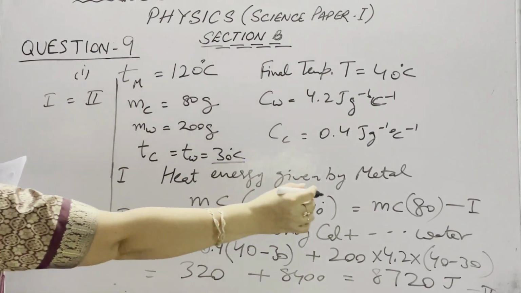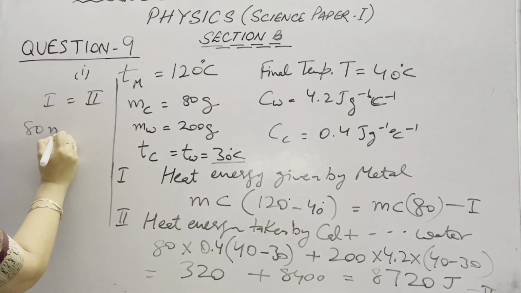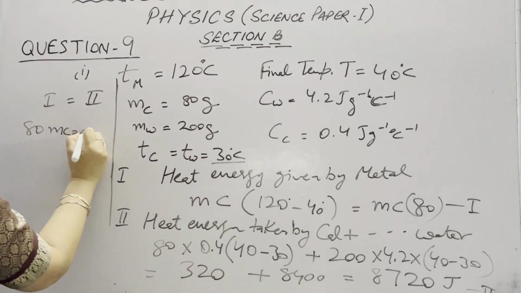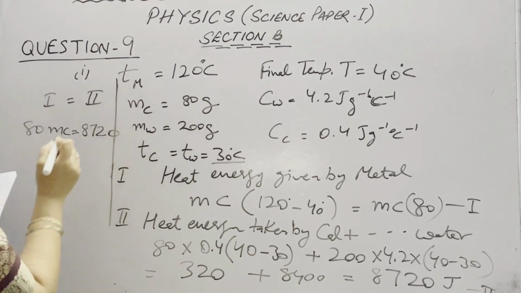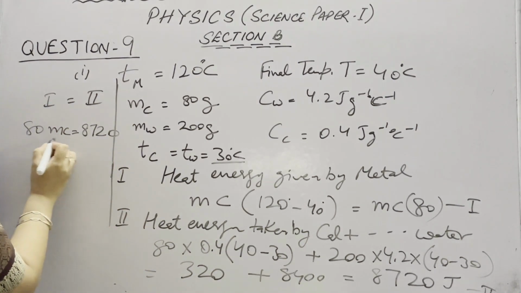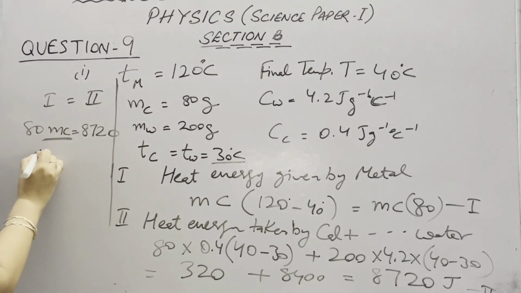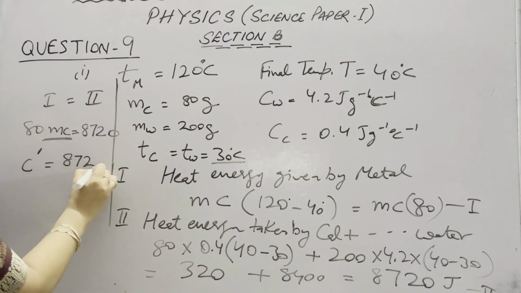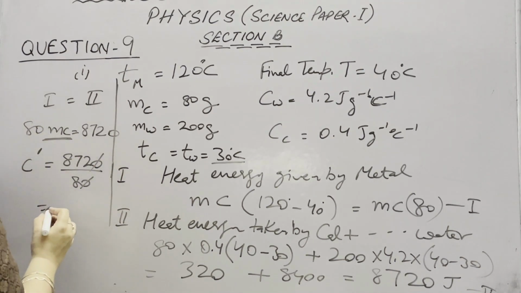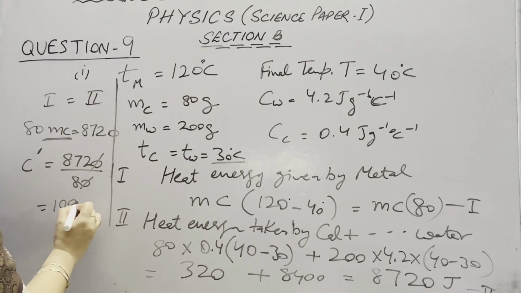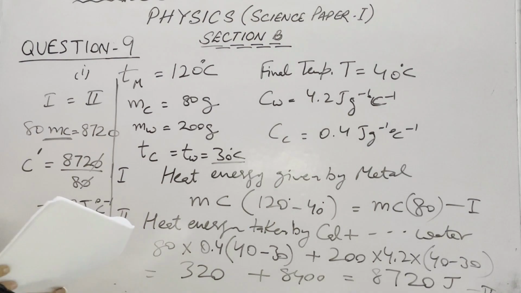Now in one equation, our value comes out to be 80 into mc, and in the second, it is 8720 joule. Now, we know that m into c is thermal capacity, which they have asked in the numerical. Thermal capacity is c dash, and 8720, this 80 comes in the denominator. We just need to divide these two, and the answer comes out to be 109 joule per degree Kelvin, degree Celsius.